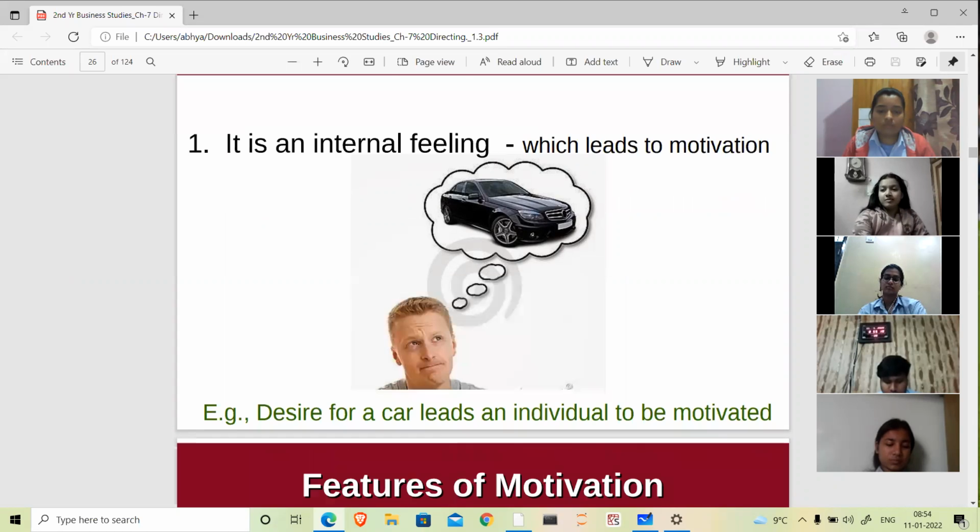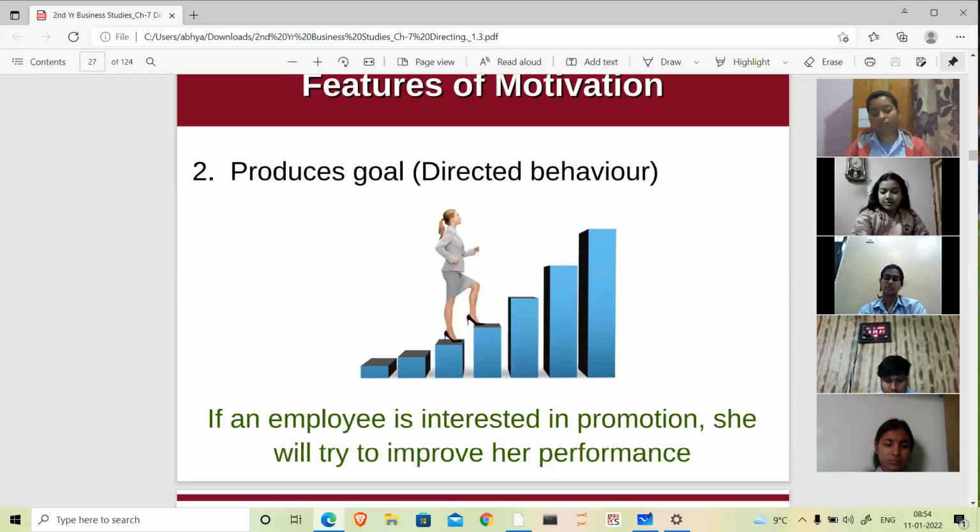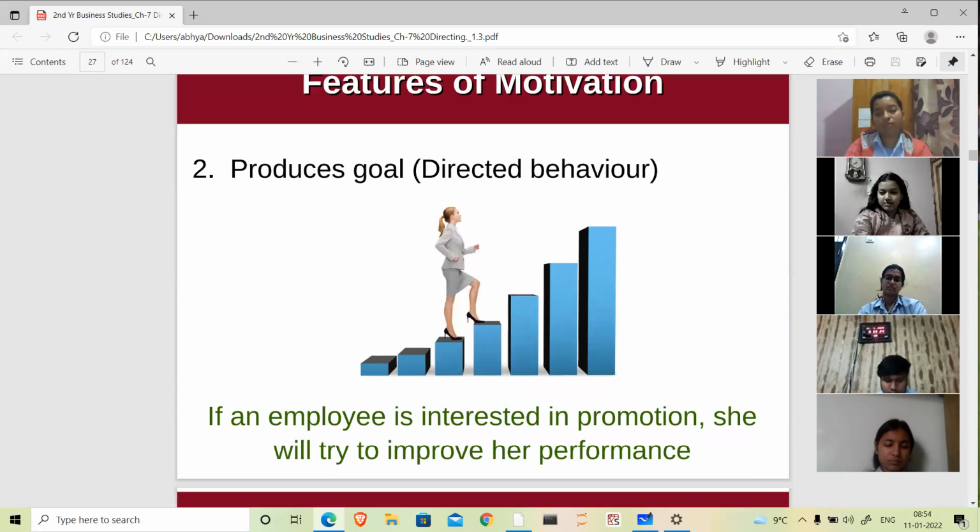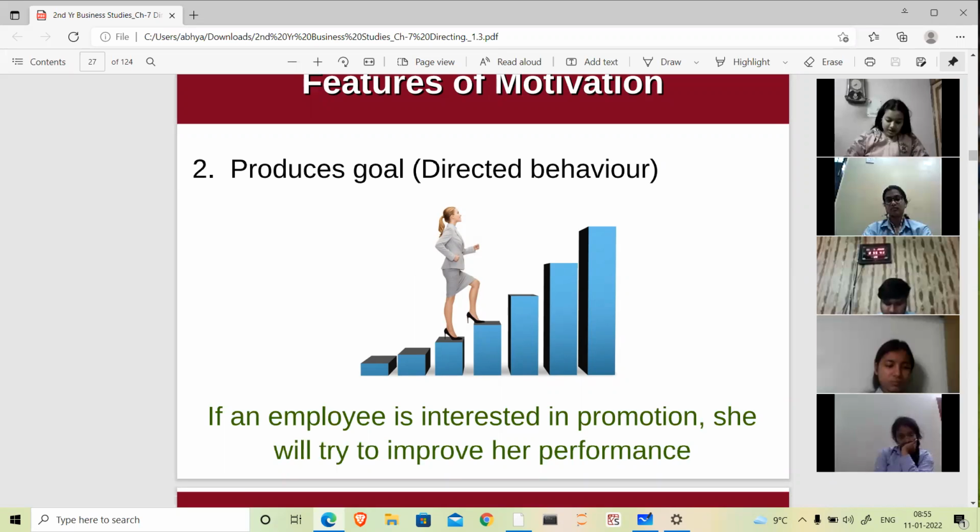Second feature, it produces goal-oriented behavior. So it is a goal-oriented process, we can say. With the help of motivation, employees are influenced in such a manner so that they can achieve their goal. So whenever there is a motivation, then there is always a goal. And to achieve that goal, the particular employees are motivated.